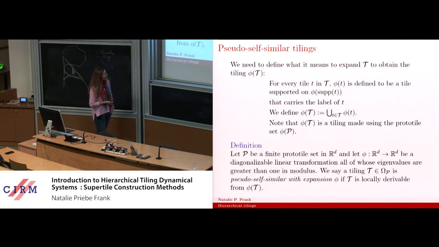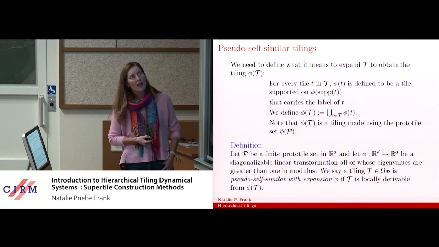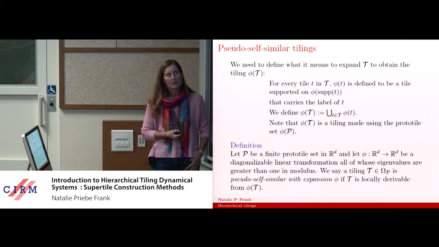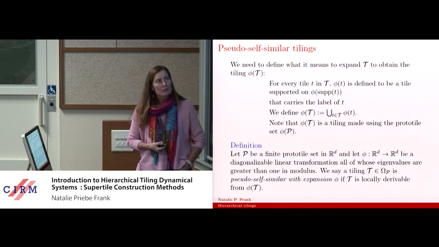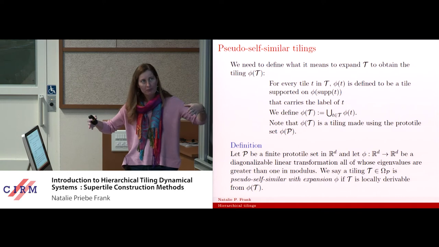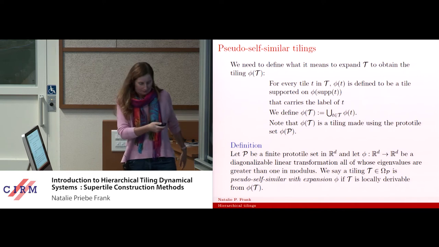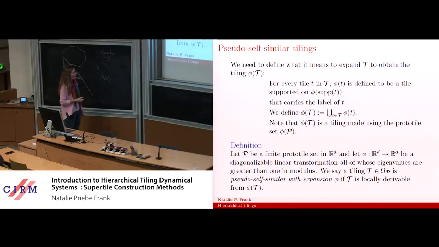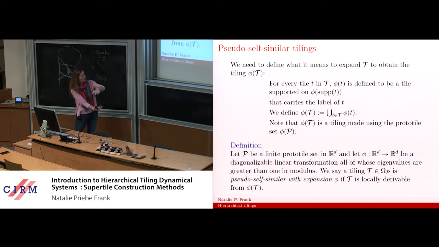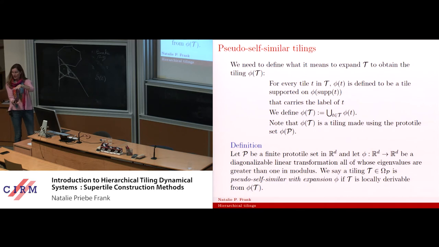Okay, so essentially the way that a pseudo-self-affine or pseudo-self-similar, so this should say affine, it's only if phi's a similarity that it would be similar, but it's pseudo-self-similar if when you blow up T, it's locally derivable from itself, from phi of T. So you have the tiling of the big tiles, and you can locally determine what should be at each location in the original tiling.